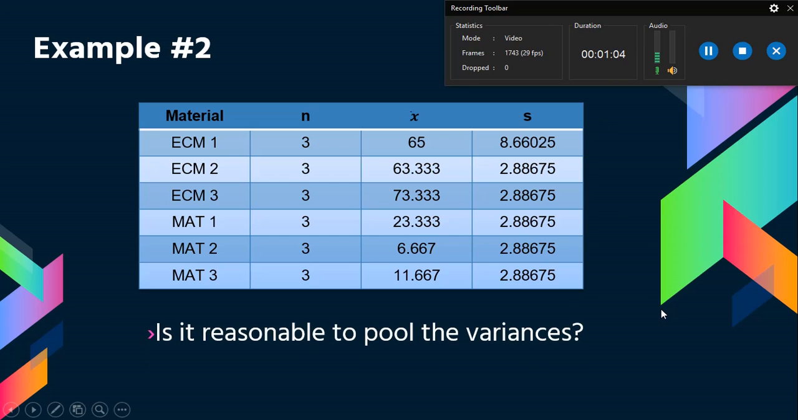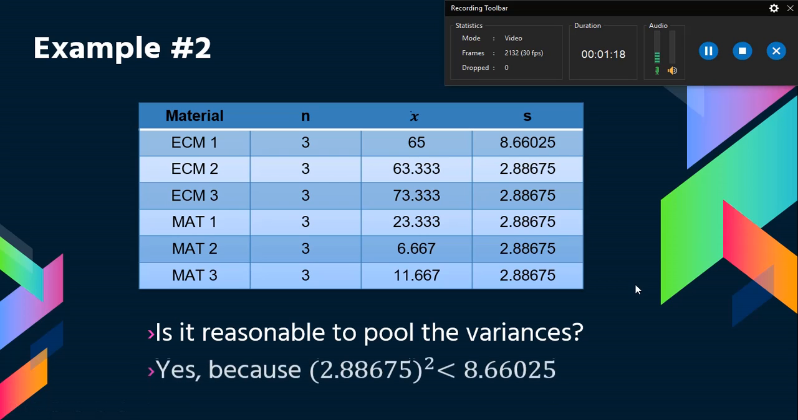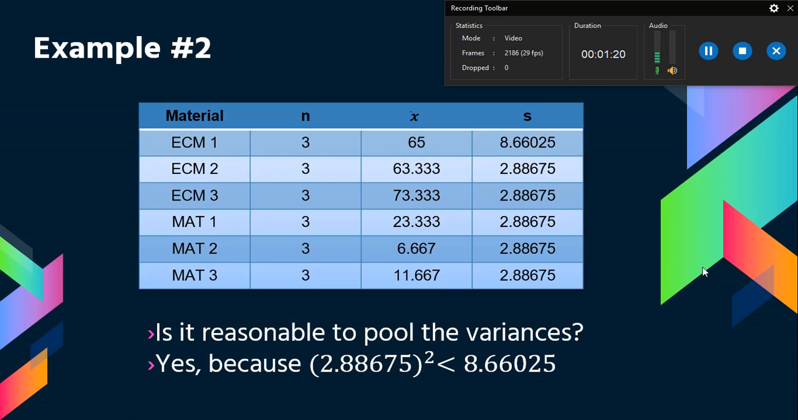So they want to know, is it reasonable to pool the variances? We can see that we do have one that's significantly different than the rest, and the rest are actually all the same. But remember, the test says if you take the smallest standard deviation and square it, and it's still less than the largest, then it's safe to pool. And that is in fact the case here. So we will use a pooled standard deviation.